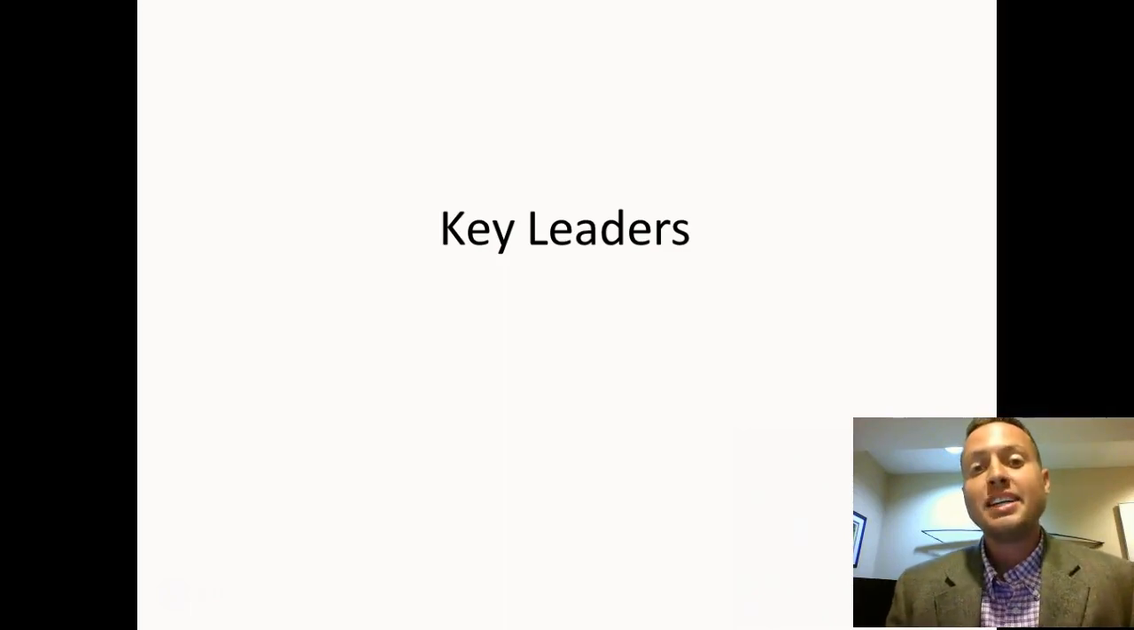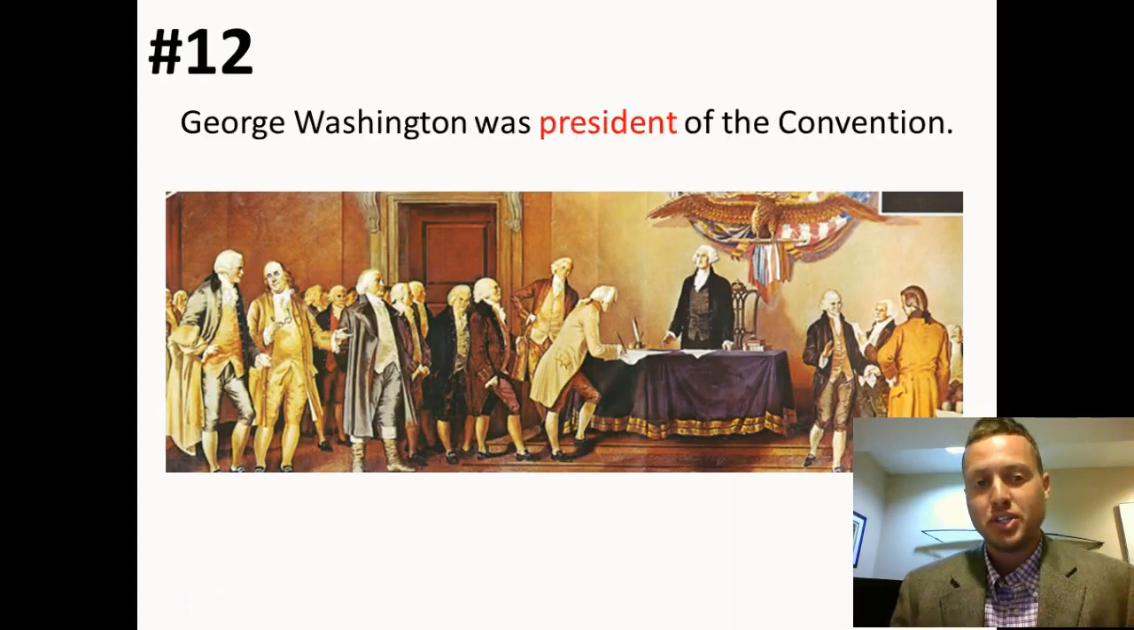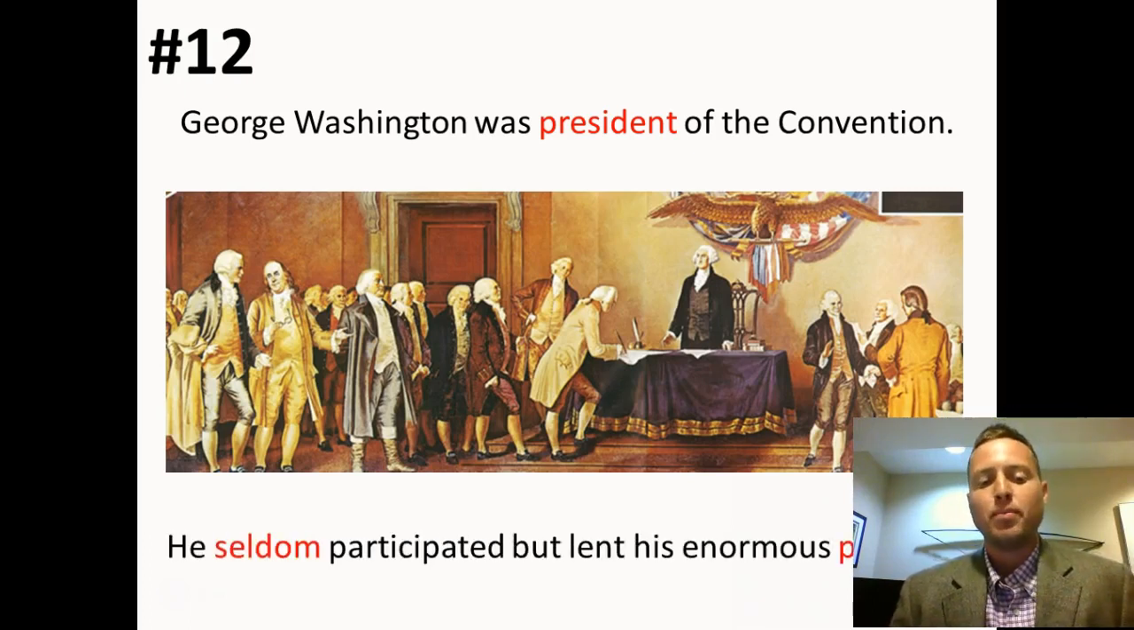Who was the president of the Constitutional Convention? Well, it's the same guy who was the leader of the Continental Army. That would be George Washington. George Washington was president of the convention. Now, you might think that means he talked a lot, but he didn't talk much at all. Some say that he spoke less than 10 words in the Constitutional Convention. He seldom participated, but it mattered because he lent his enormous prestige.